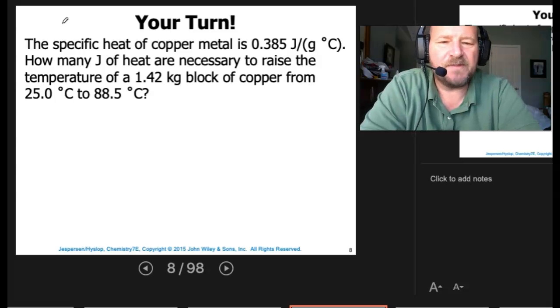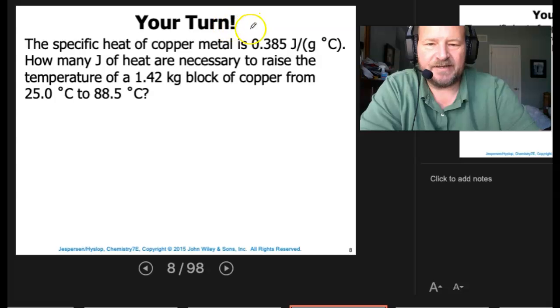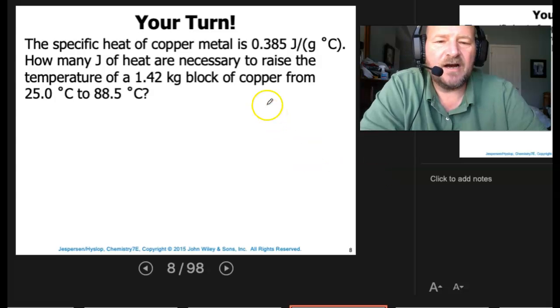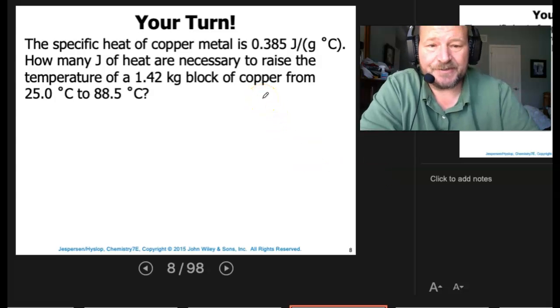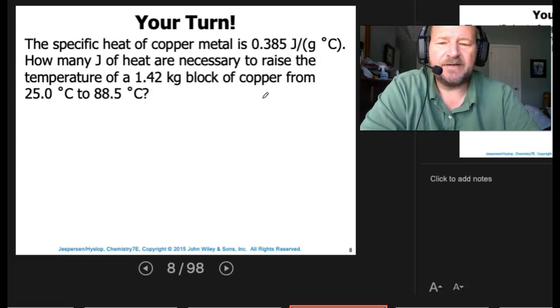I don't expect you all to memorize specific heats. I will provide those for you. So they'll either be in the question like this, or sometimes I'll actually just pull it out and say the specific heat of this is this. Or the question will actually be asking you to solve for the specific heat like we just saw in the previous problem. So keep that in mind. You don't need to memorize any of those numbers, right?